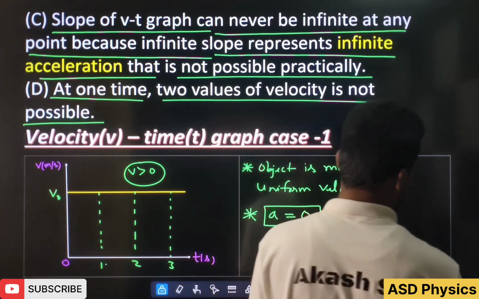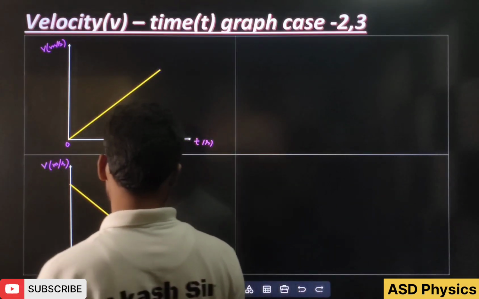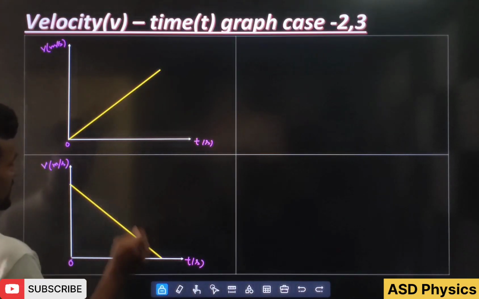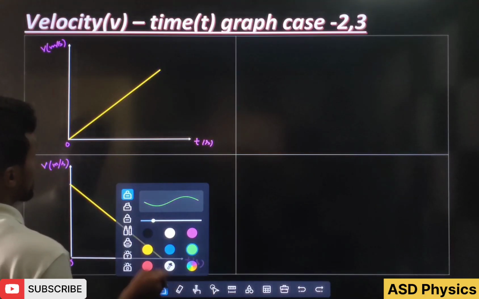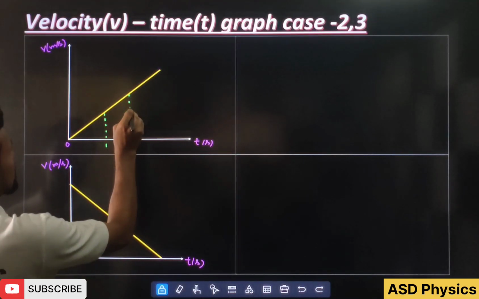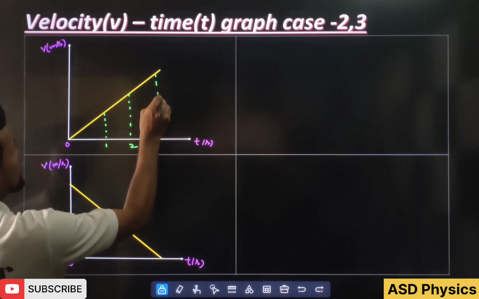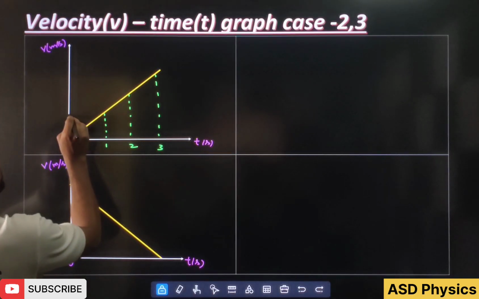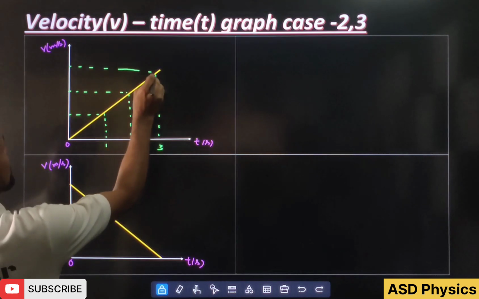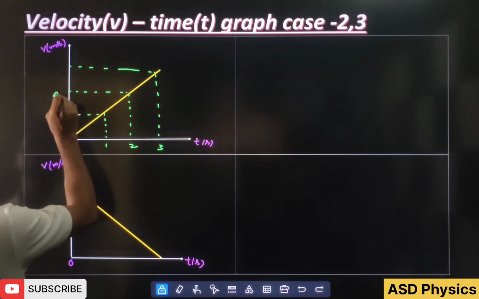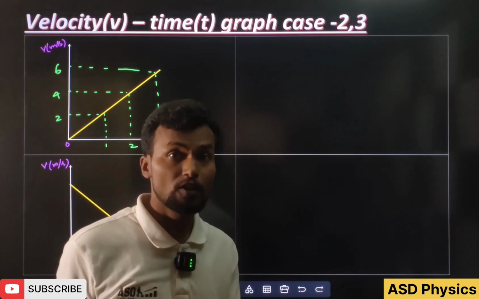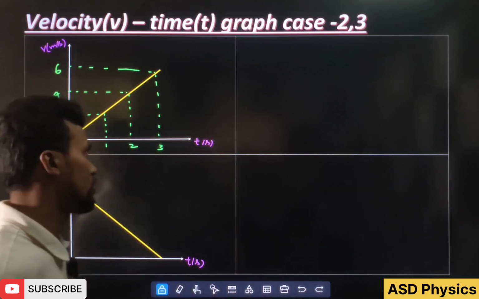Great. Now students, let's move to the second case. Here again I will draw a velocity-time graph with the same basic setup. Let's take 1, 2, 3 on the time axis, and 2, 4, 6 on the velocity axis. What is happening here? Equal change of velocity in equal intervals of time.